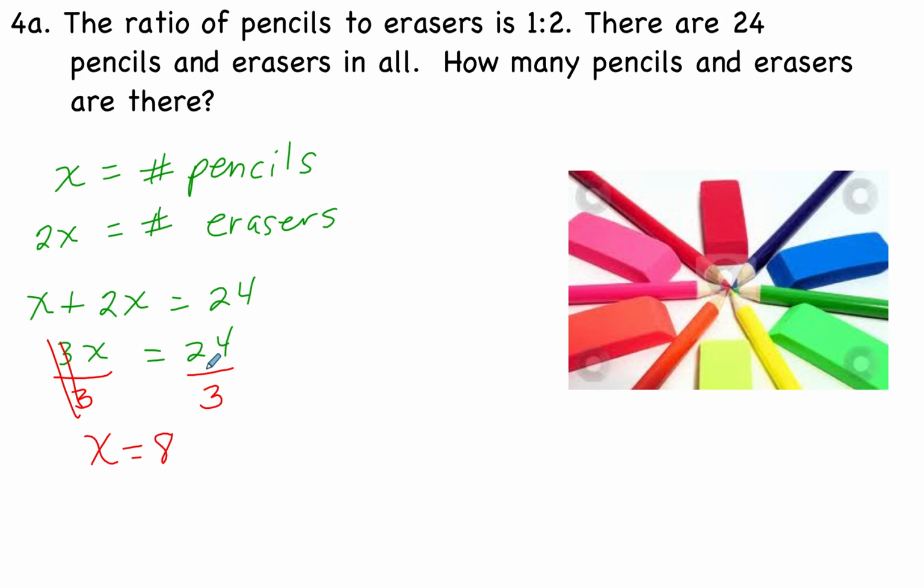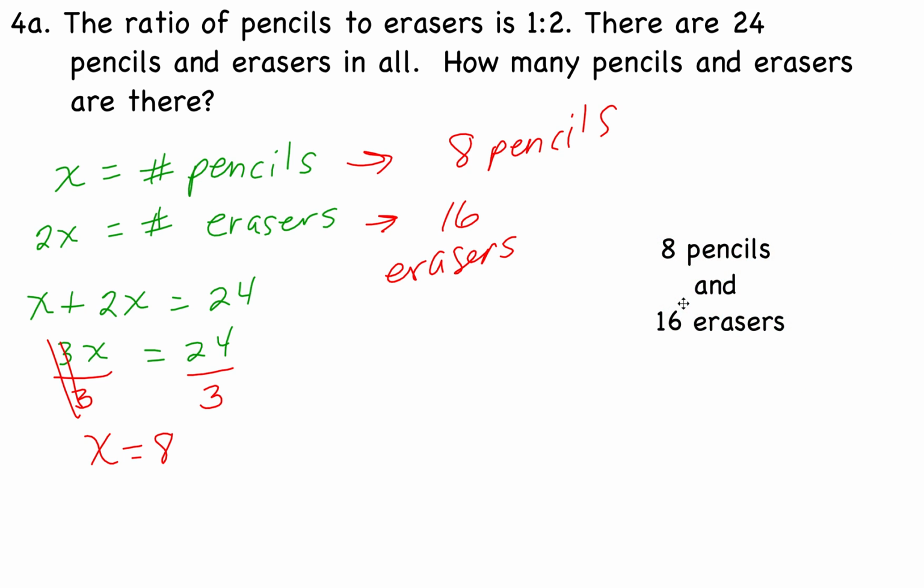Well, did we answer our question? It says, how many pencils and erasers are there? We found what x was equal to, so the number of pencils is 8. 2x is the number of erasers. Well, if x was 8, 2x is equal to 16. So we have 8 pencils and 16 erasers. And I believe I have that hidden behind our pretty graphic there.